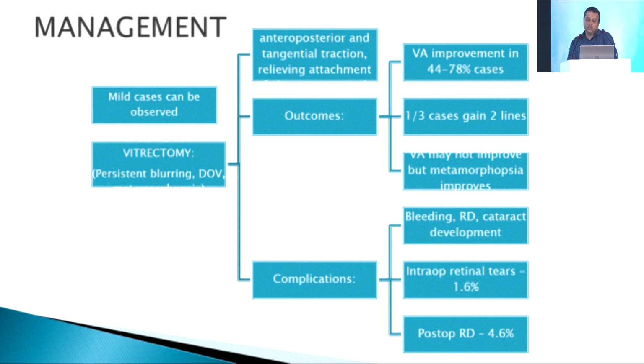In outcomes, visual acuity improvement is seen in 44 to 78% of the cases. In one third of cases, there is 2-line improvement. Sometimes visual acuity may not improve, but metamorphopsia will improve. There are cases in literature where doctors have operated on 6/6 vision with metamorphopsia, and there is improvement in the metamorphopsia, but this is rare, not done routinely. Complications, as we see with vitrectomy, are bleeding, RD, cataract development, intraoperative tear, and post-op RD formation.